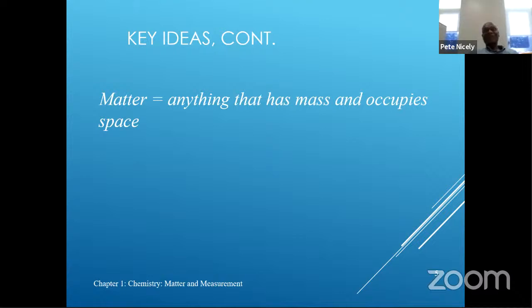Okay, so let's talk about some key ideas. And again, as I said before, a lot of this would be something that you'd have covered already in your introductory chemistry experience. So the first thing we're going to talk about is matter.